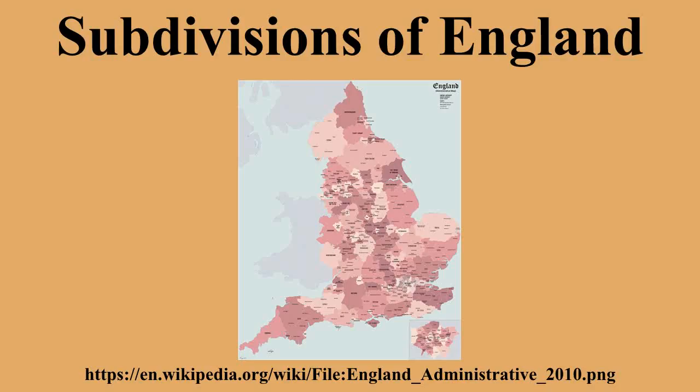Lists of subdivisions. Regions. 2-tier non-metropolitan counties. Metropolitan counties. London. Unitary authorities. Sui generis. Isles of Scilly. Civil parishes. List of civil parishes in England.